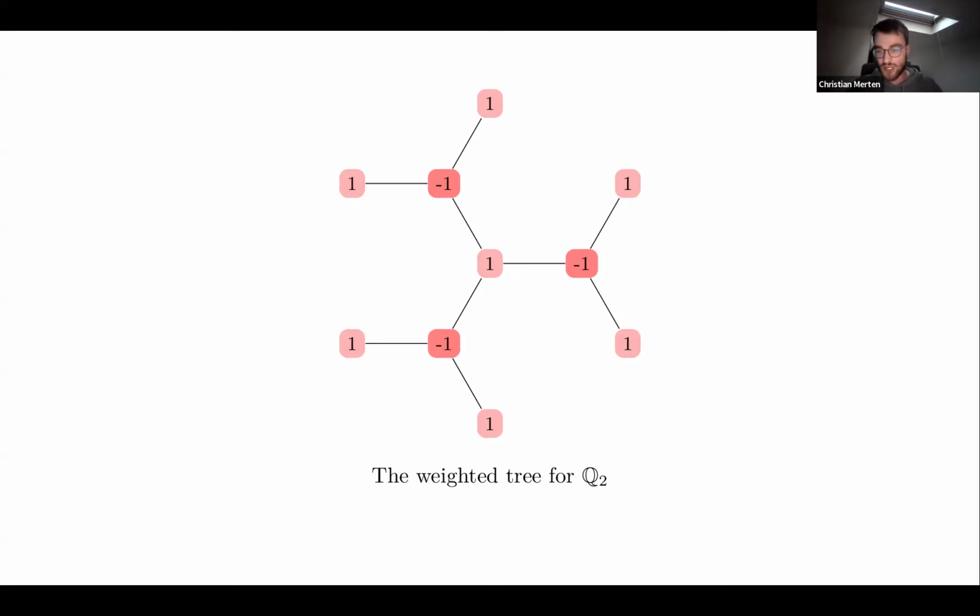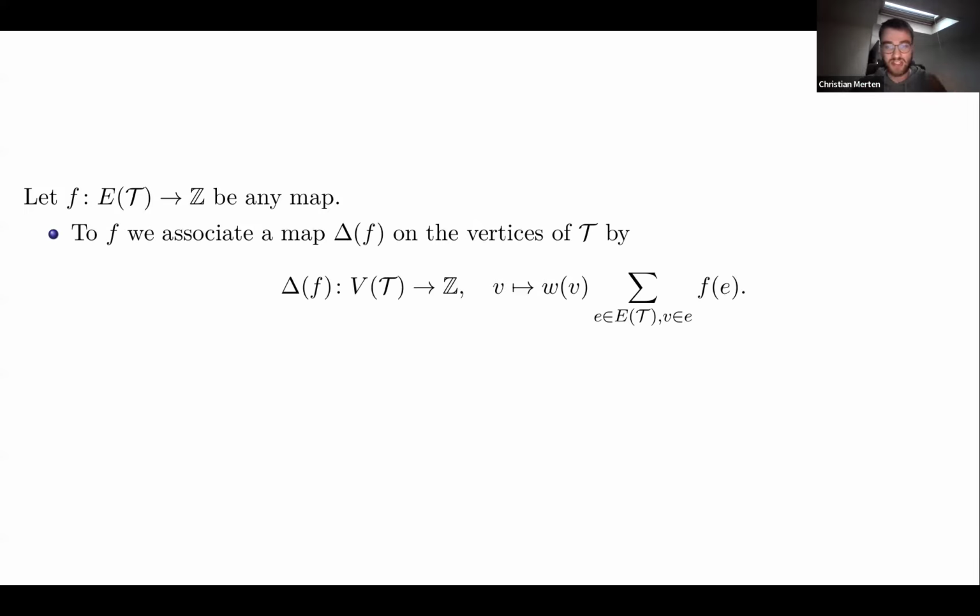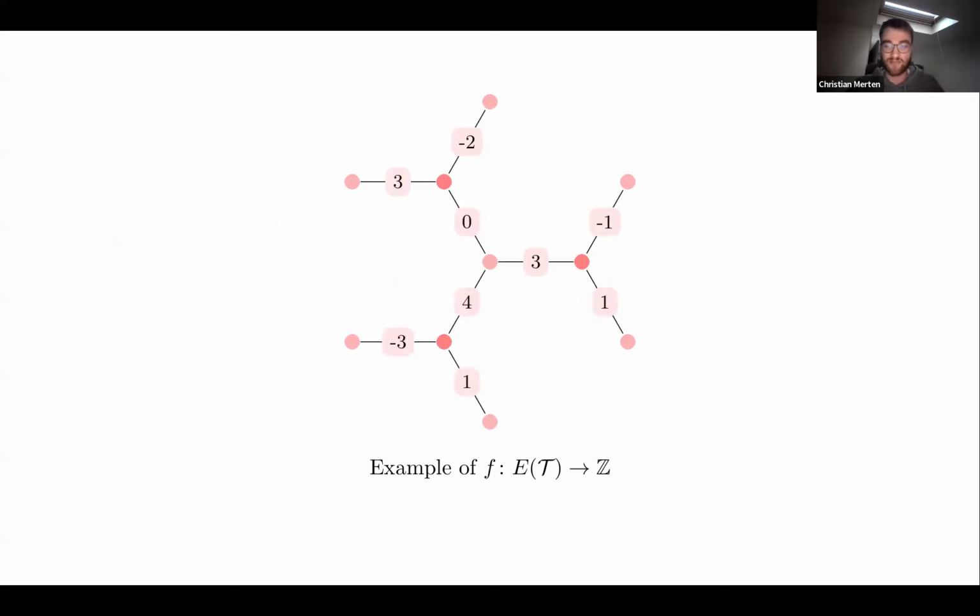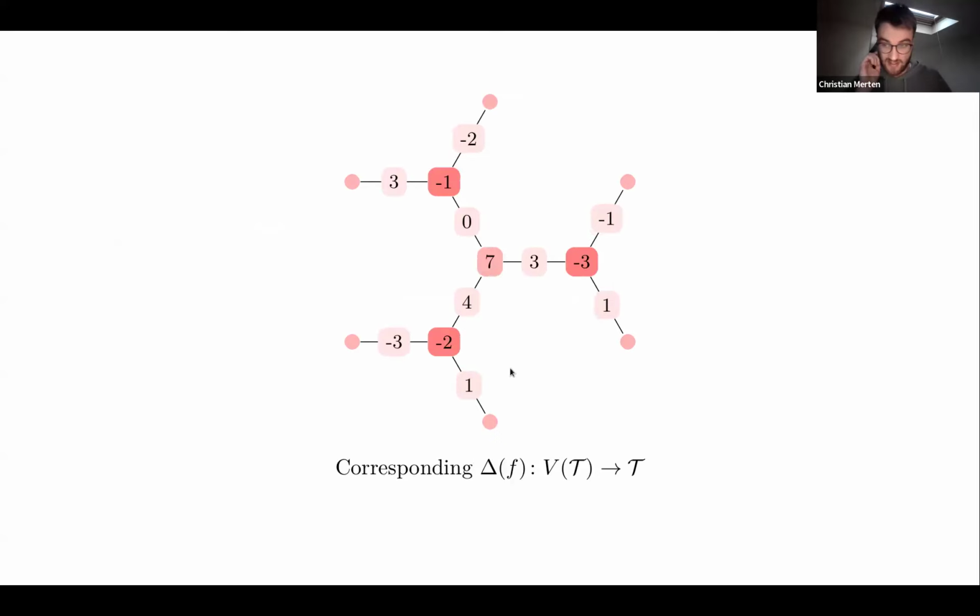And to define harmonic cochains, we can now define some Laplacian on this. So given an integer valued map on the edges of the tree, we can associate the map Laplacian of f on the vertices, given by we send the vertices to some sum of the value on the edges times the weight. So what happens is we have some function on the edges given by these numbers on the edges, and at every vertex, we sum the values and multiply it with the weight at this point, and this gives us these dark red values. And this should also be dark red.